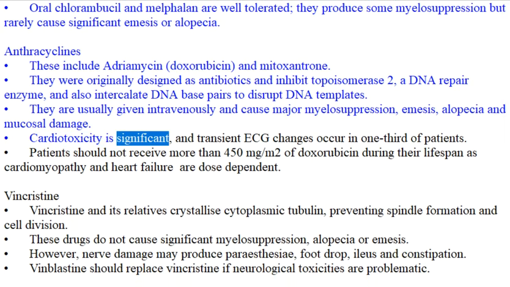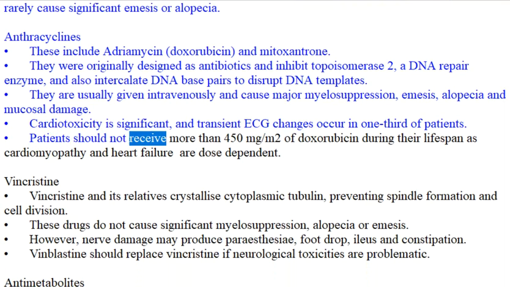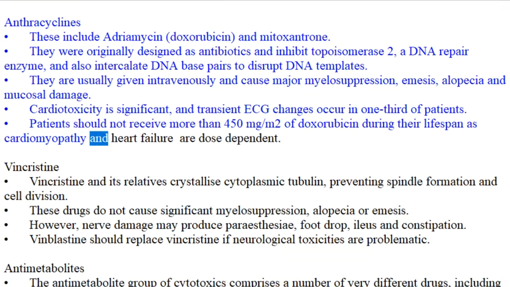Cardiotoxicity is significant, and transient ECG changes occur in 1/3 of patients. Patients should not receive more than 450 mg/m2 of doxorubicin during their lifespan as cardiomyopathy and heart failure are dose-dependent.